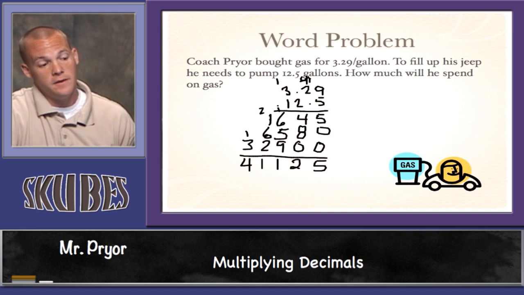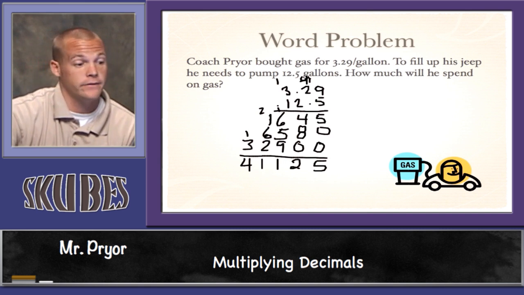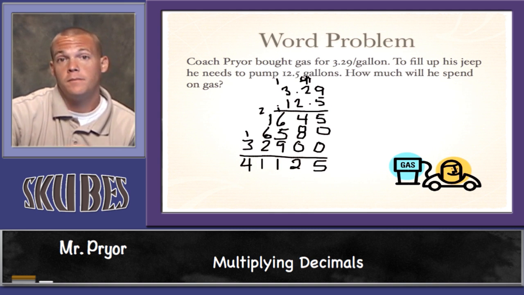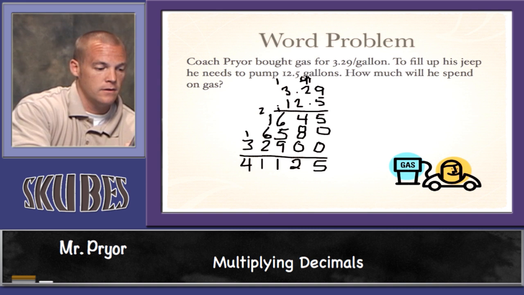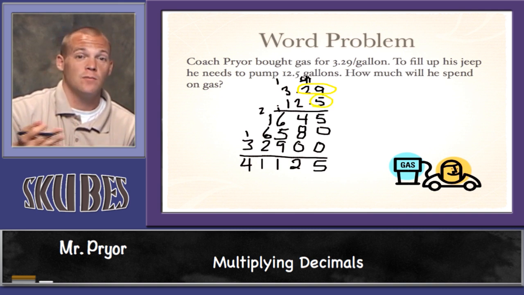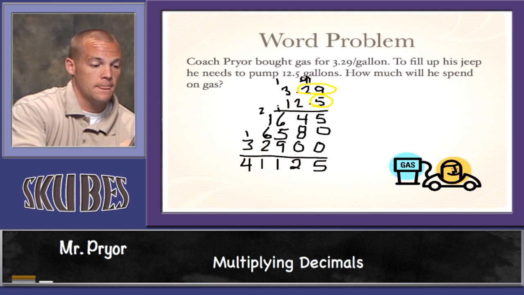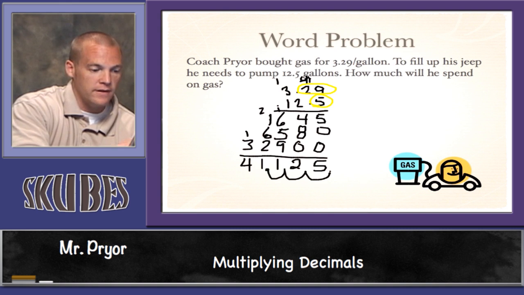So we're not quite done though, because I'm definitely not spending $41,125 on gas. So I need to figure out how many places to move my decimal. So notice that in the first number, 3.29, there's 2 values behind the decimal, and in the second number there's only 1. So that's a total of 3 decimal places that I need to move my decimal. And again, the decimal is always at the end of the number. So I'm going to move it in 1, 2, 3 places.